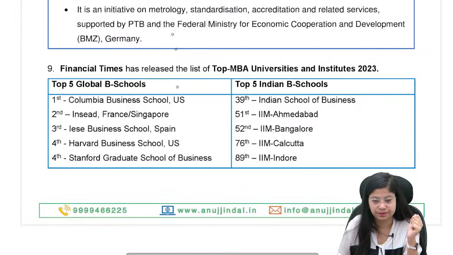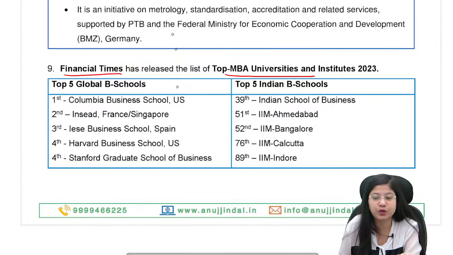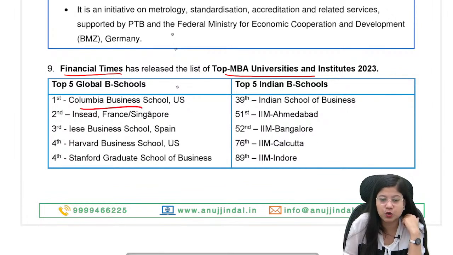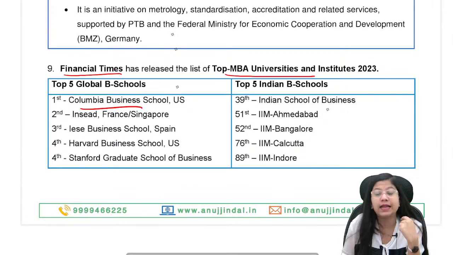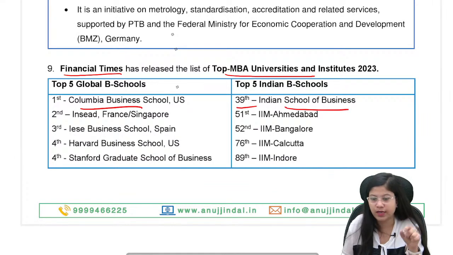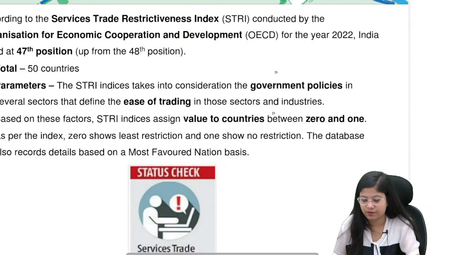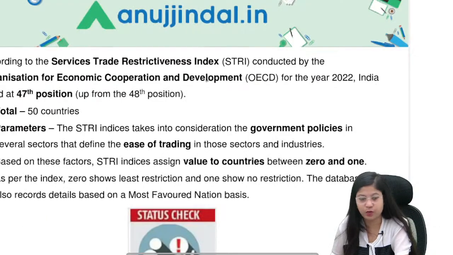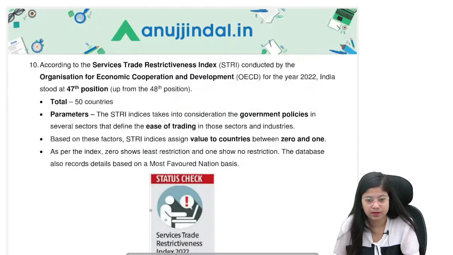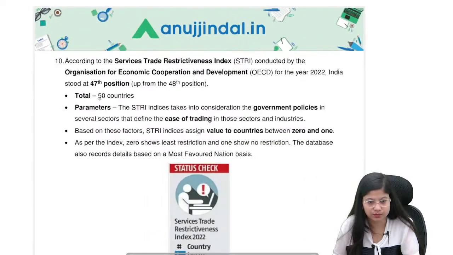Then the Financial Times organization has released the top MBA universities and institutes ranking, which you can clearly see here. The world's number one is Columbia Business School, US, and India's top is the Indian School of Business at 39th position. Rest you can read on your own. I am not focusing too much on factual data, because you know this fact, and factual data is something that you can read on your own.